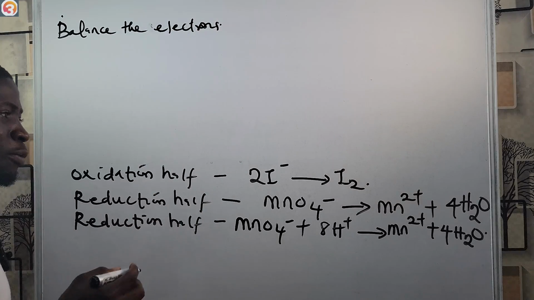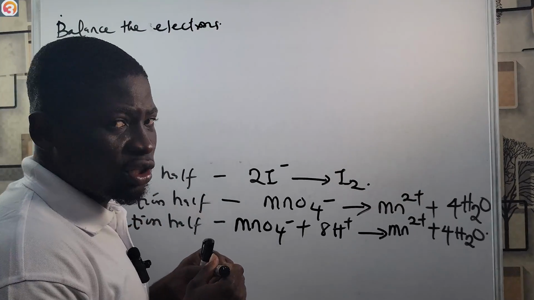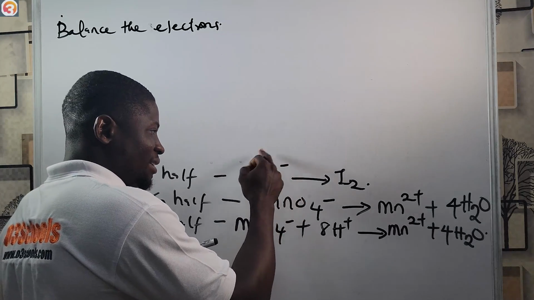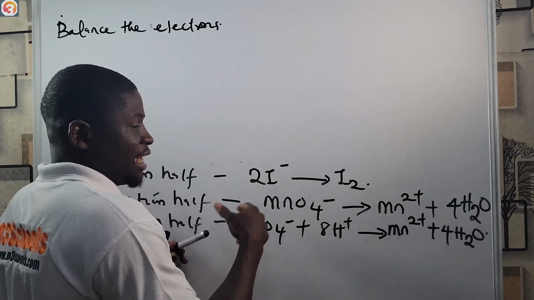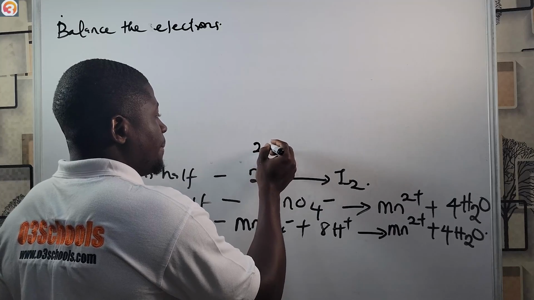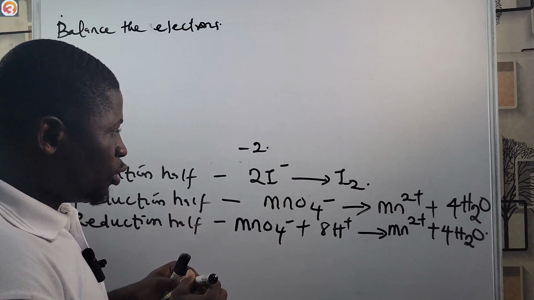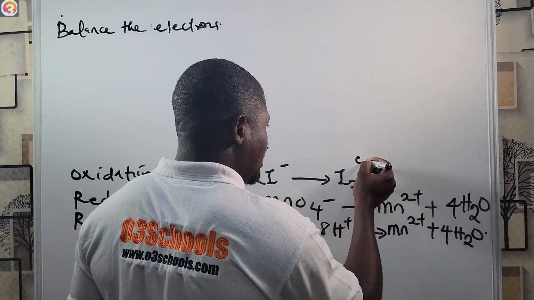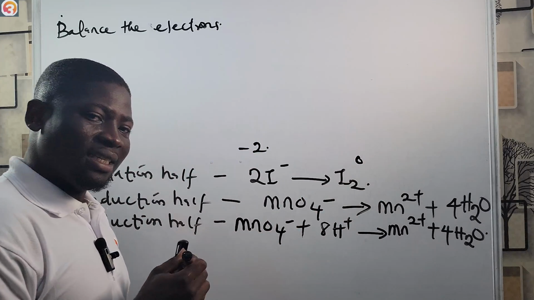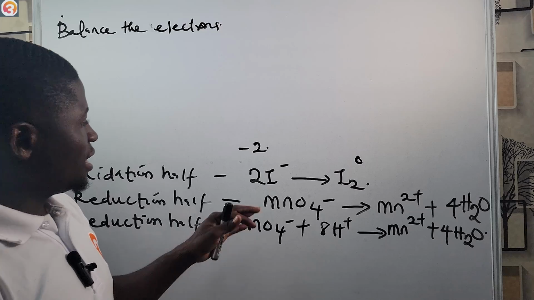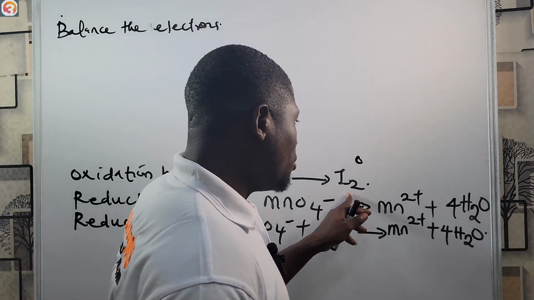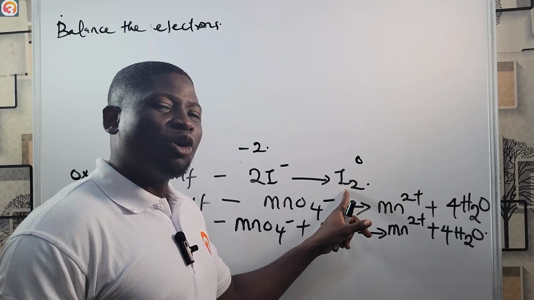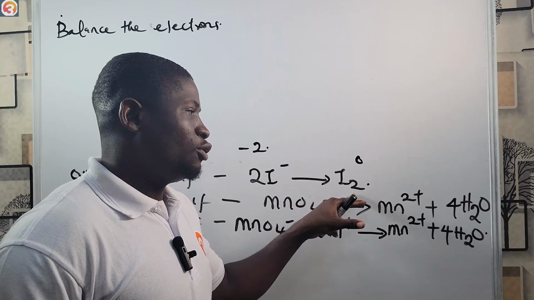And how do you balance the electrons? You add up the charges on both sides. Now, what is the total charge on this reactant side here? You have 2 minus. That means minus 2 is the total charge on this left hand side. On this right hand side, the total charge is 0 because iodine is in the free state there. So this is minus 2, this is 0. The more positive side is this 0. Okay, so add the appropriate number of electrons to this side to balance the electrons.